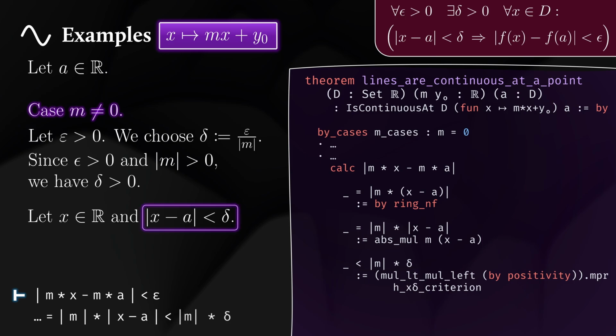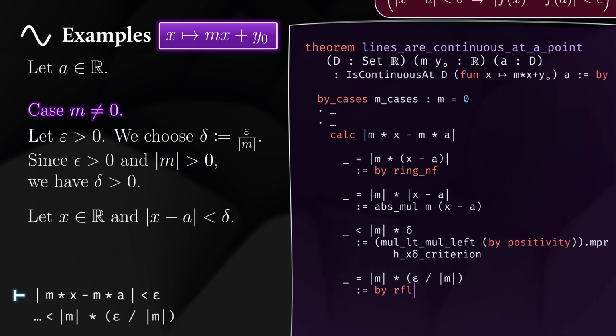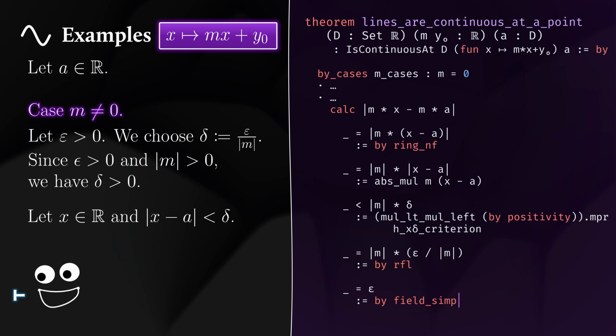So we have is smaller than absolute value of m times delta. Now we can drop in our definition of delta, which is epsilon divided by the absolute value of m. And we just do that by reflexivity. The tactic is called RFL. And well, now you see why we've chosen delta to be this exact expression, because now the absolute value of m is cancelling each other out, and what we're left with is epsilon. And the last step is proven by field simp. The real numbers are also a special ring called a field, so we can use field simplification. And Lean does it for us. Great, so now we have smaller than epsilon, and we're done with the proof.